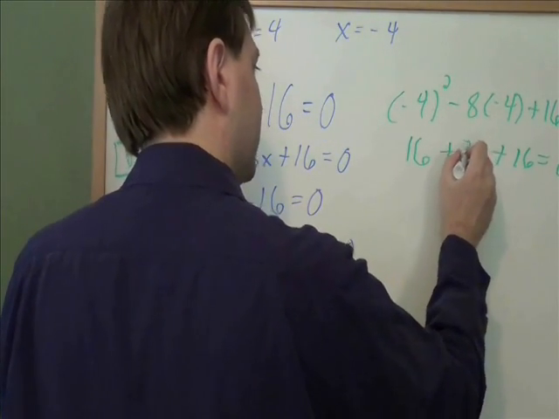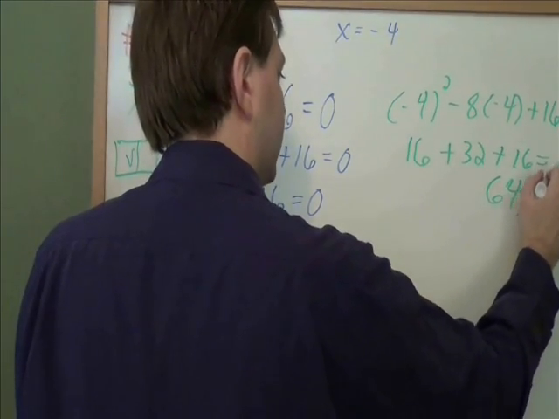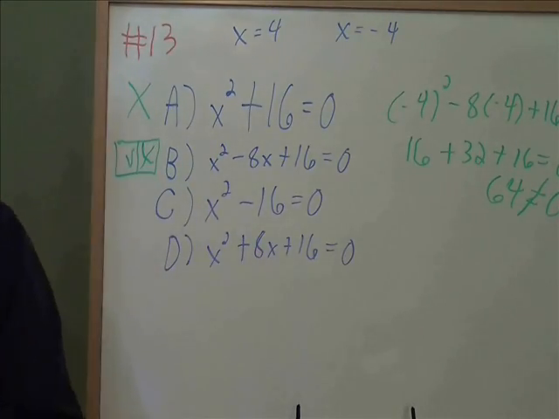16 plus 32 is 48, plus another 16 is 64. And 64 does not equal 0. That is wrong. Answer B is not a possible answer.